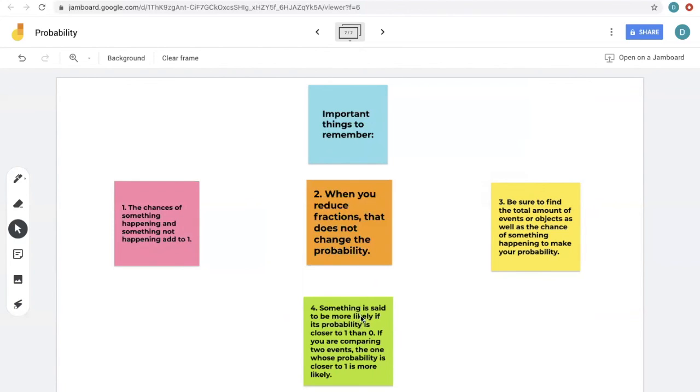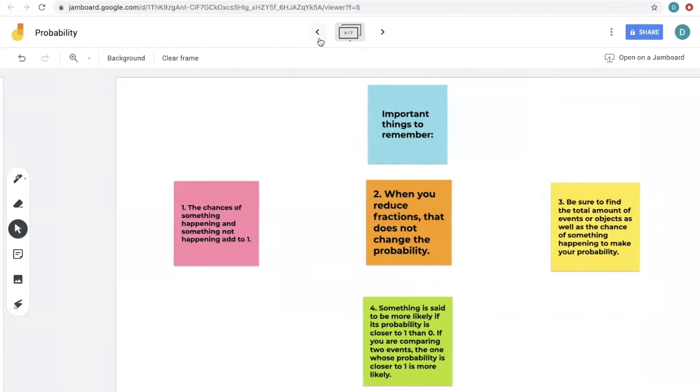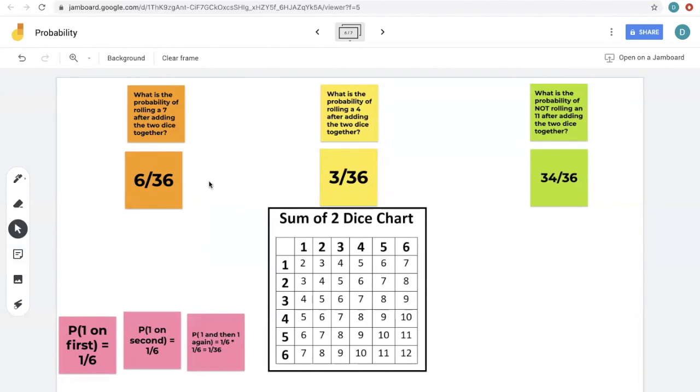And then number 4, something is said to be more likely if its probability is closer to 1 than 0. If you are comparing two events, the one whose probability is closer to 1 is more likely. So, for example, let's say we're comparing the 7 and the 4. We want to find out which one is more likely. Well, 6 out of 36 and 3 out of 36 are not close to 1. If you want to check that, all you have to do is do 6 divided by 36 or 3 divided by 36, and that will give you a decimal answer, and that will show you how close it is to 0. In this case, neither of them are really close.